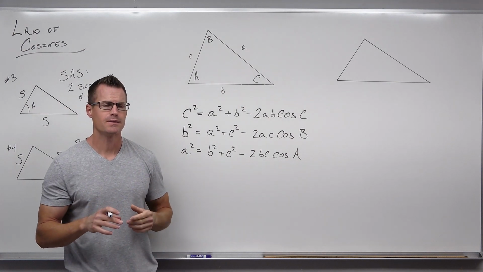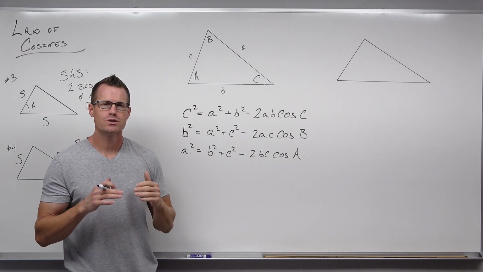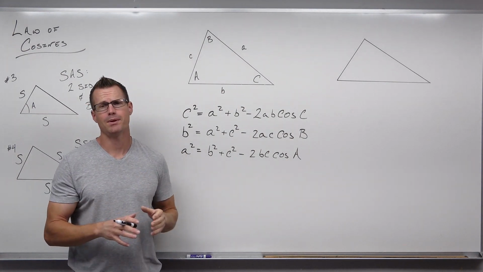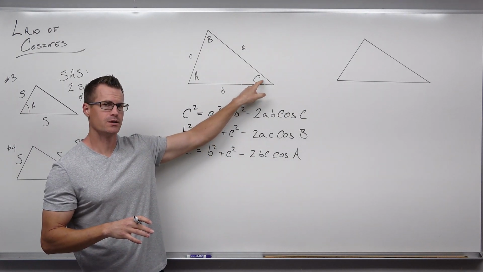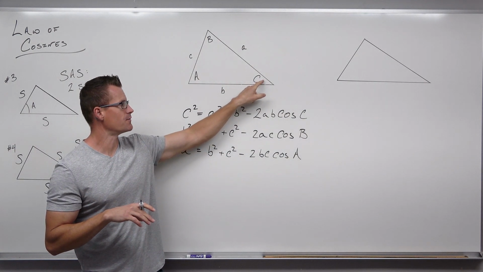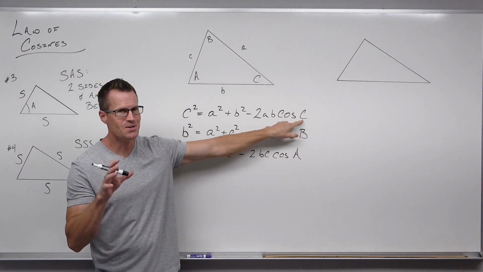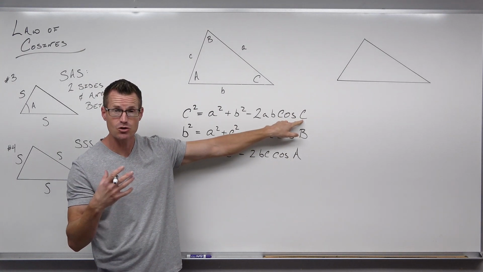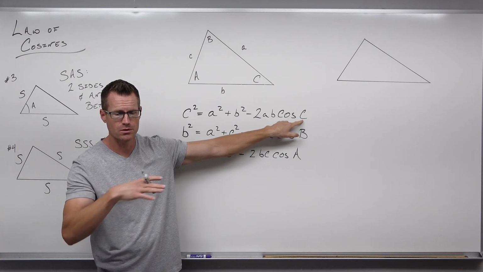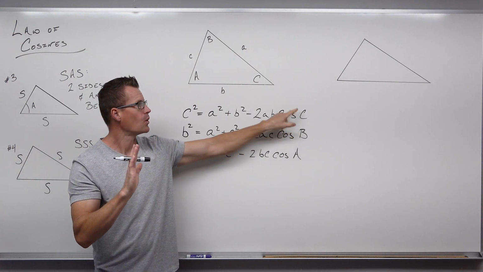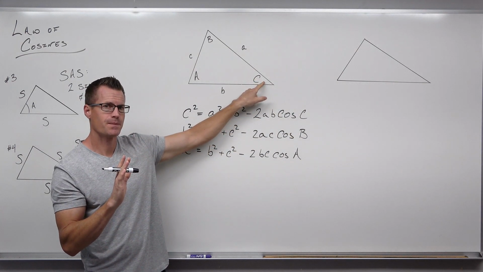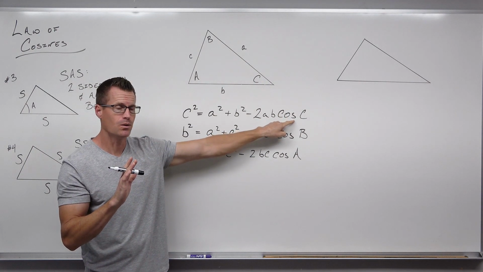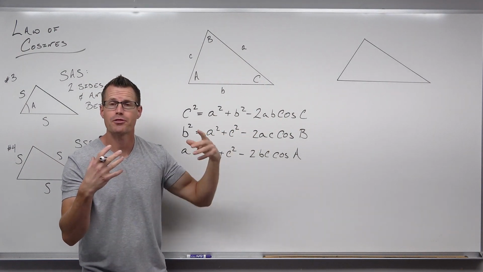The last thing, this is quite important. I want you to see what would happen if that angle was 90 degrees. Think about this. If that angle was 90 degrees, do you remember what cosine of 90 degrees is? Do you remember cosine of pi over 2? It's 0. If that's 90 degrees, this part is 0.